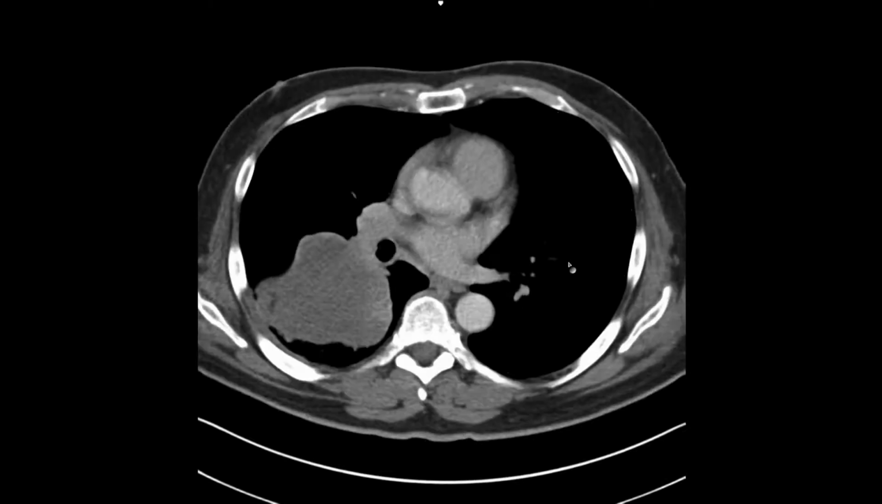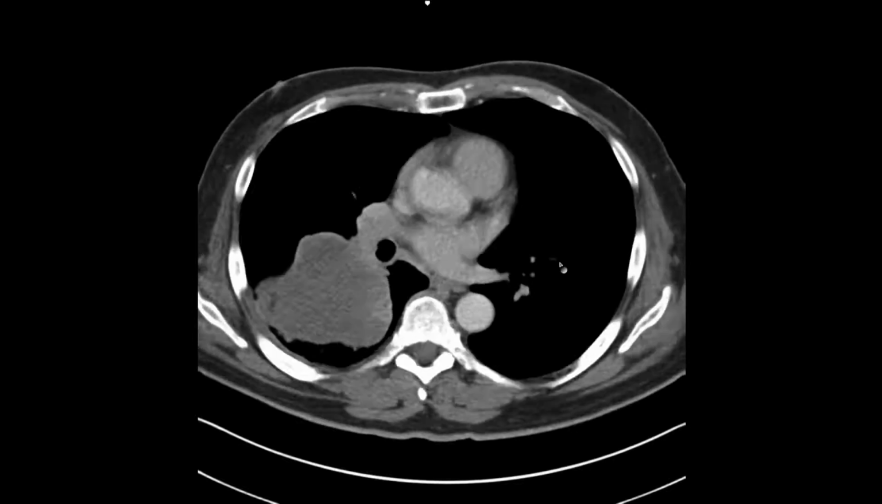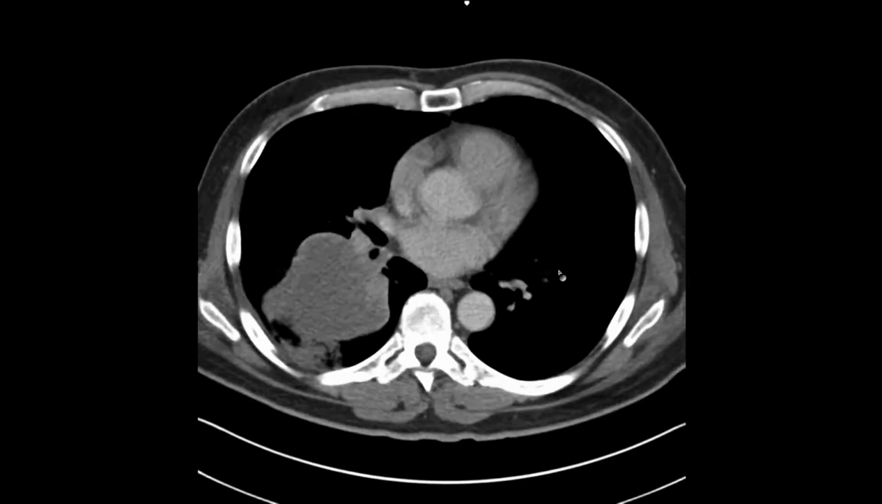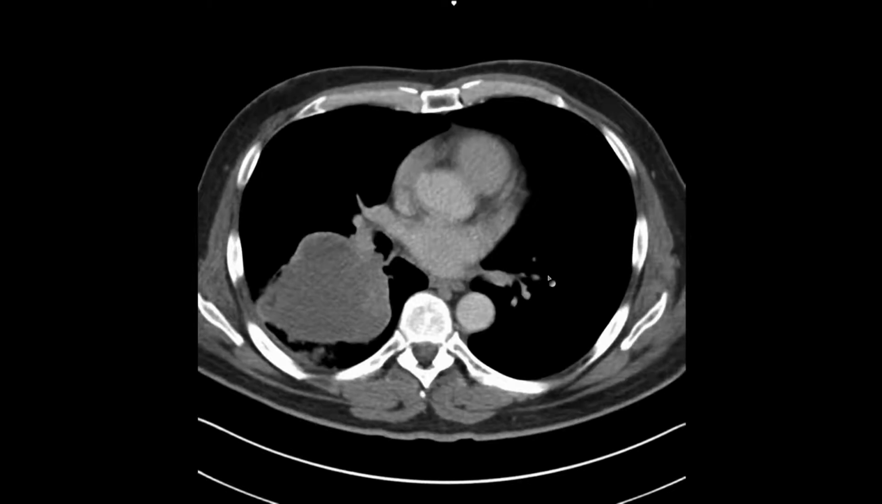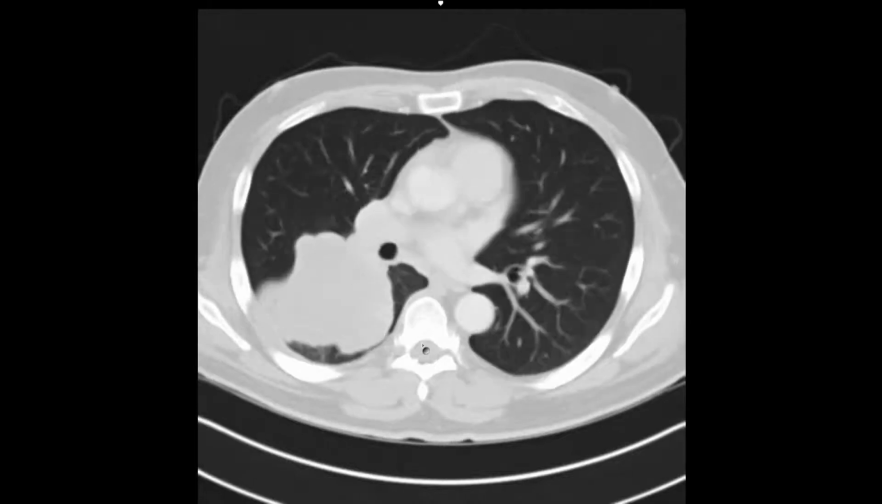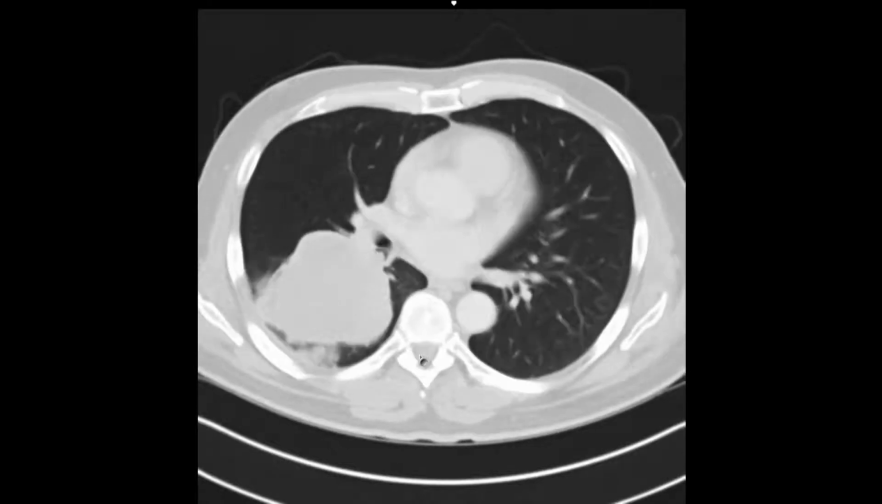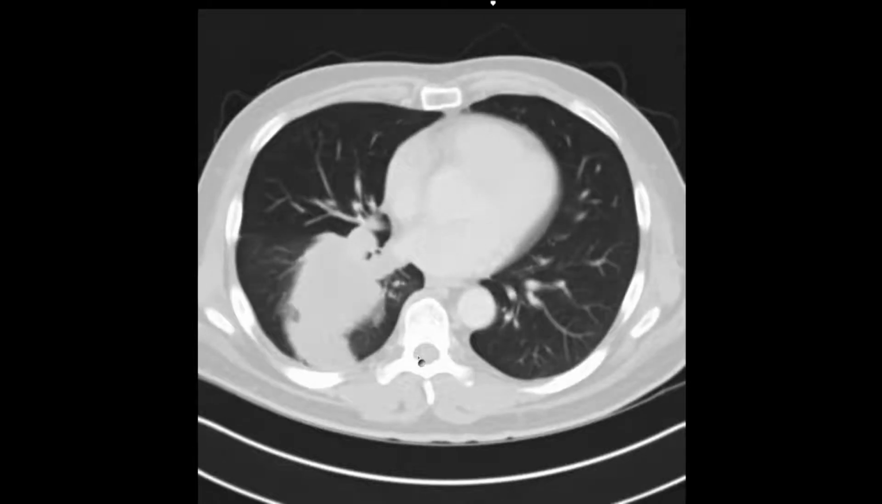And first notice how low attenuation this is. The large mass either has a lot of necrosis within or there's some liquefaction, but I thought that was really quite unusual. I didn't expect to see a large lobulated opacity looking like that. And then I will show you that there is an endobronchial component here. And let me just scroll through that bronchus. And that clearly was biopsyable, so there's an endobronchial component there.